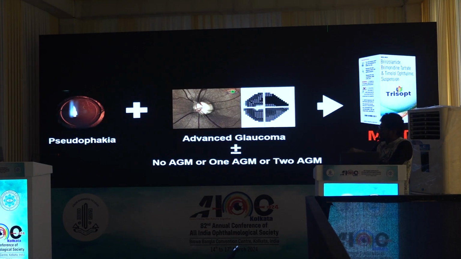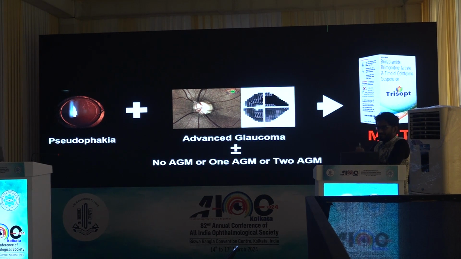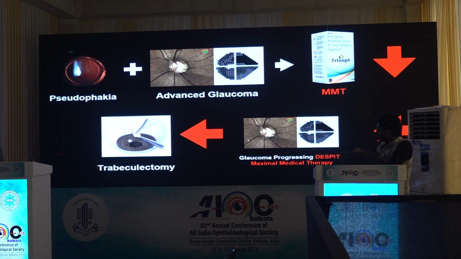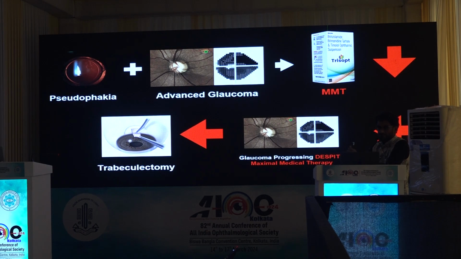If it's already a pseudophakic patient with advanced glaucoma, with 0, 1 or 2 AGMs, then I may go for an MMT and see how he is doing. Or if he is going to progress, then I will go for a trabeculectomy. So I think this is where I see the role of MMT or the FDC, the fixed dose combination. I just wanted to do a mathematical equation of how we will insert them into our armamentarium.